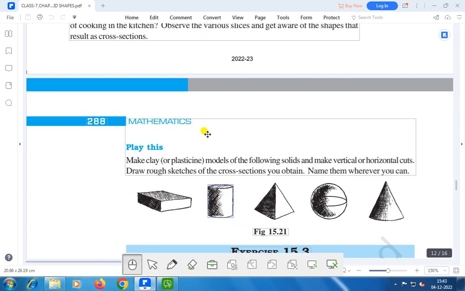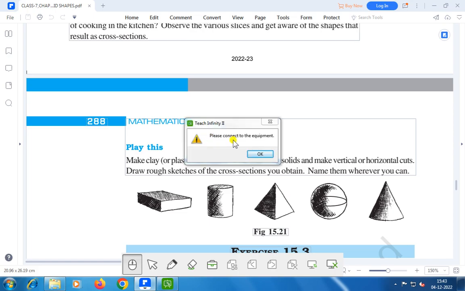Dear friends, next we will do the exercises of the problem.